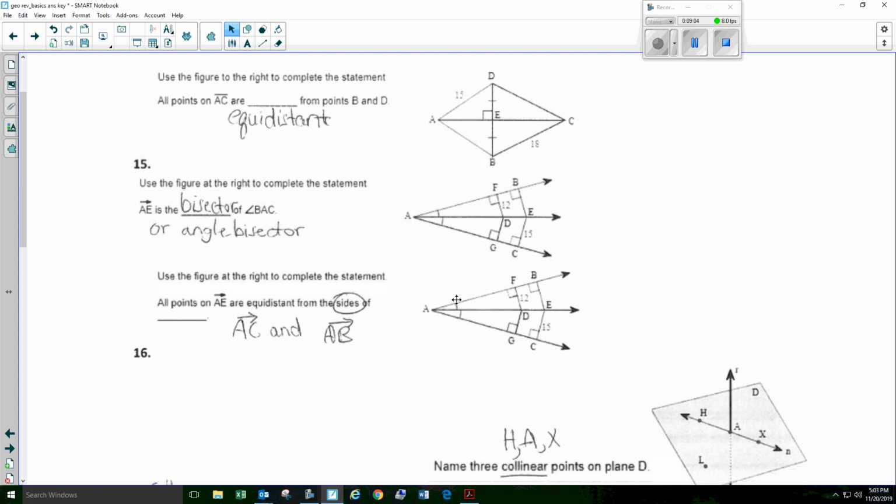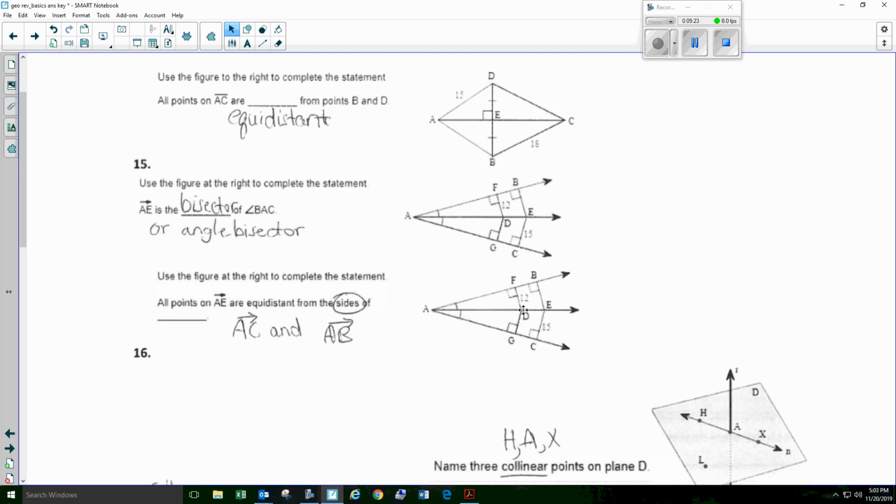The only sides here we have are ray AB and ray AC. These are my sides of this angle. So it's ray AC and ray AB. So any point on here to this line is equidistant from this line. That's what they're showing you right here.